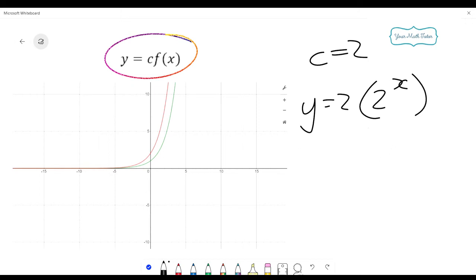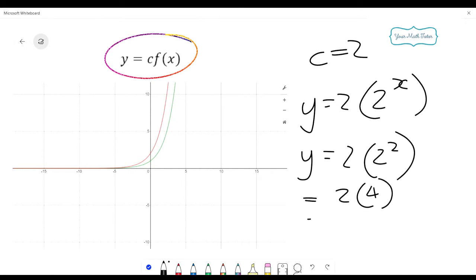And then for x is equal to 1, we're going to have y is equal to 2 times 2 to the power of 1, which gives us 2 times 2, giving us y is equal to 4. For x is equal to 2, we have y is equal to 2 times 2 squared, which gives us 2 times 4, and that is 8. Let's see if those points are on our graph.